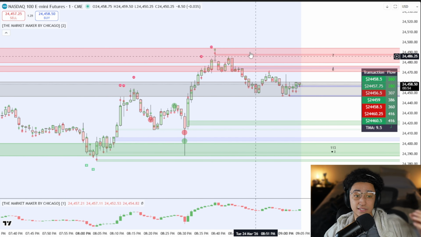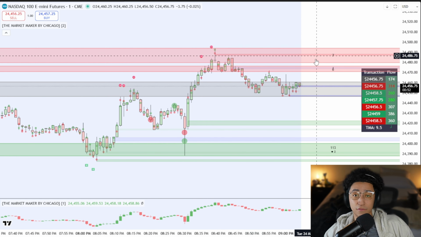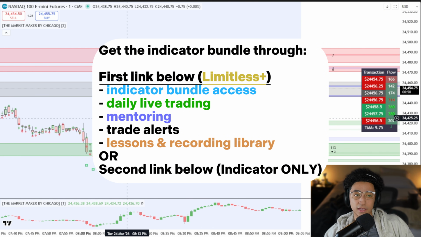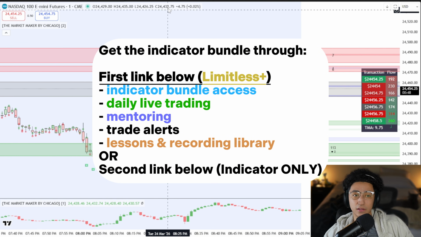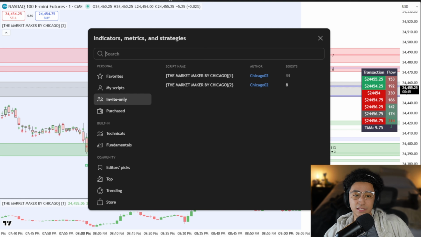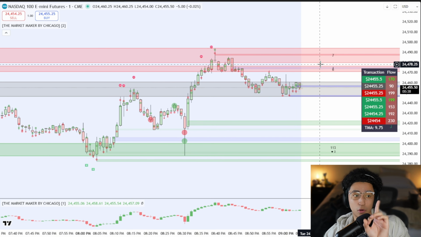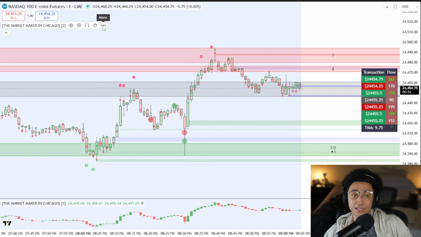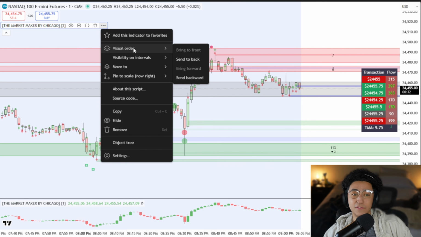This is the simplified, default view when you open up both. The key is, after you claim the indicators and you get it, you want to go into indicators, into the invite-only, and it's going to pop up both of them. You add one, you add two. Okay. The first thing you want to do is, with indicator 2 in the top left, click these 3 buttons, more, click visual order, and click bring to the front.